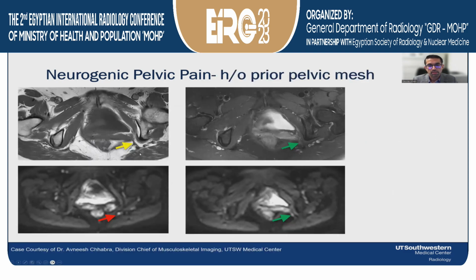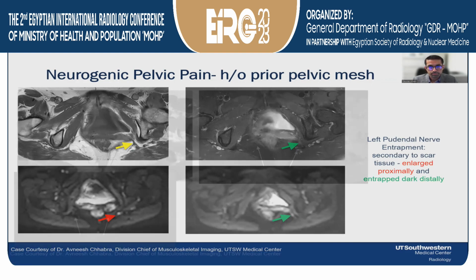This is a patient with prior pelvic mesh. You can see some scarring in Alcock's canal on the left with the yellow arrow. The green arrow is showing the nerve, but distal to the area of entrapment. You can see in the red arrow on the bottom left here showing enlarged nerve with high signal intensity on diffusion because of nerve entrapment. This is the left pudendal nerve, which is entrapped in Alcock's canal because of scarring.